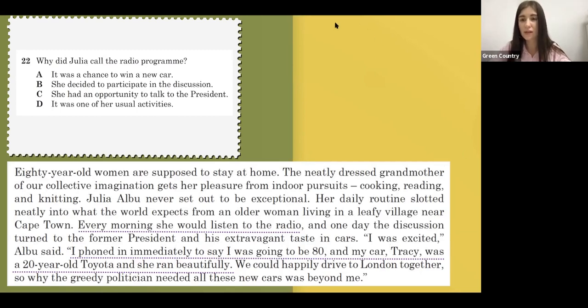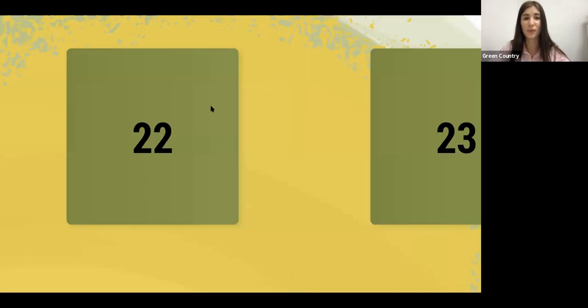If it was very sudden, it was not planned for her and she wanted to express her opinion. Yeah, you're right, it's B. She wanted to participate in the discussion and say that even my old car runs beautifully. Why do you need a new one, Mr. President? And you might also confuse it with option C, she had an opportunity to talk to the president. But actually, her main idea was not just to talk to the president. Her main idea was to say that my car can still work, even if it's very old. So the option B.